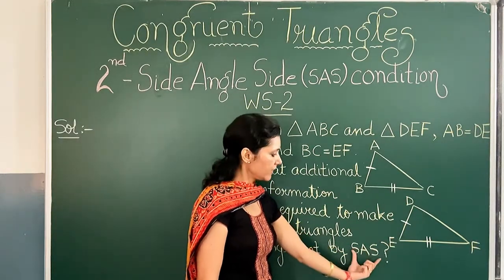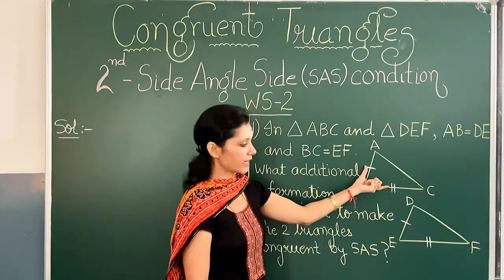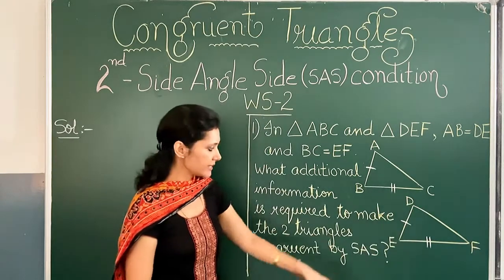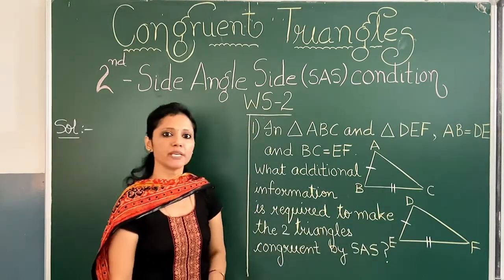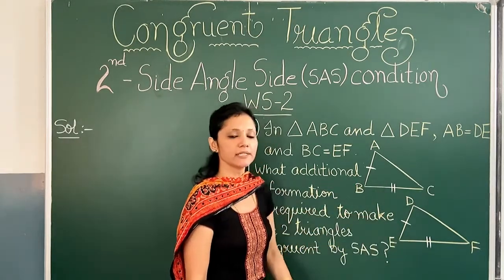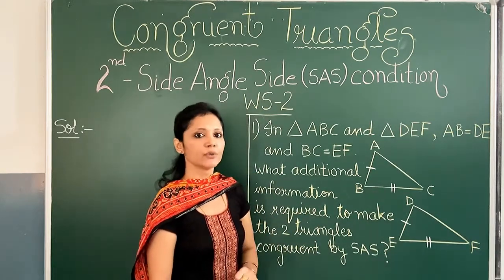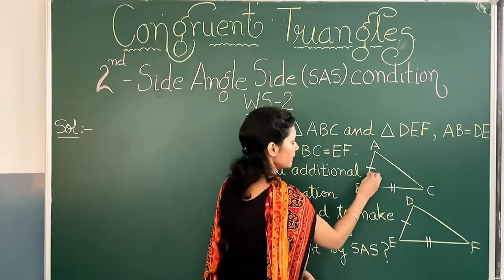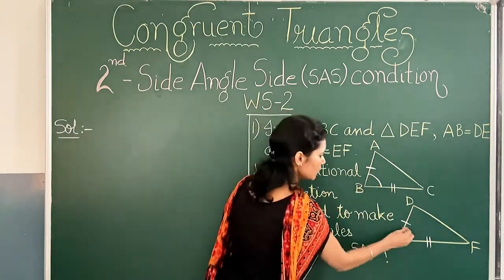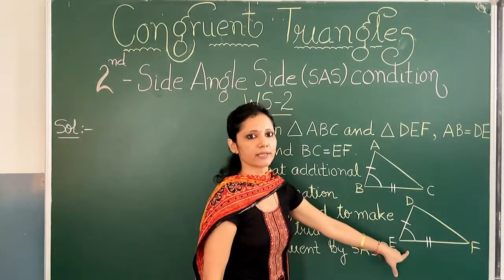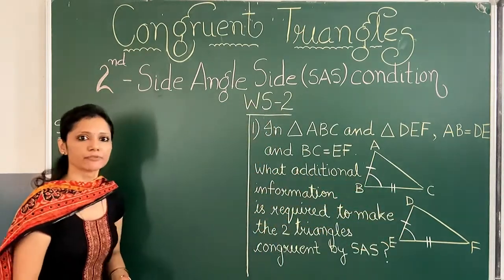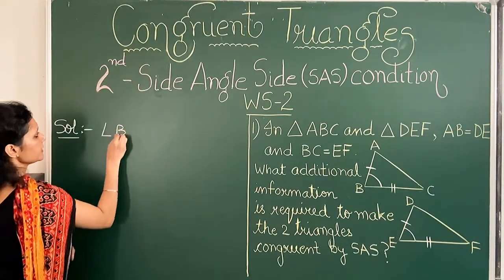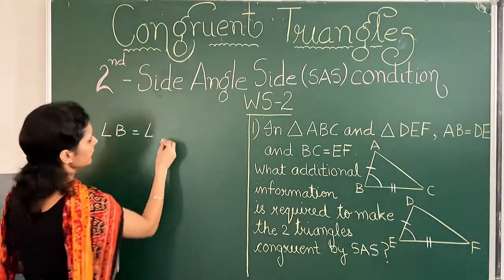We already have these two sides. The two sides of one triangle are given equal to the two sides of the other triangle. So what we need is the angle. Now which angle should be equal to the angle of the other triangle? The included angle. Included angle means the angle between these two sides. That means this angle should be equal to this angle of the other triangle. So this is the additional information that we need. So our answer is angle B is equal to angle E.